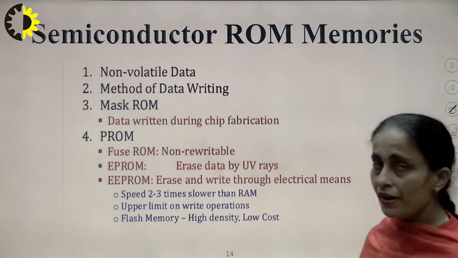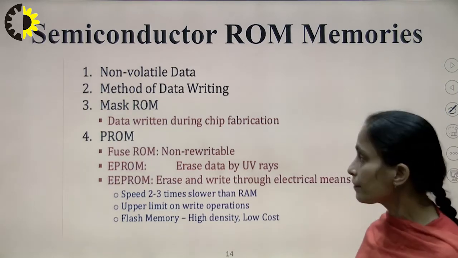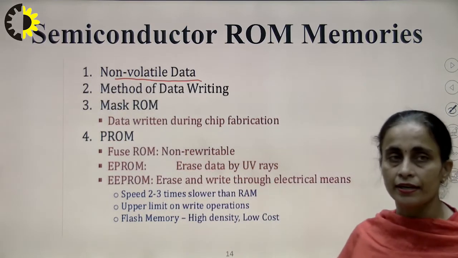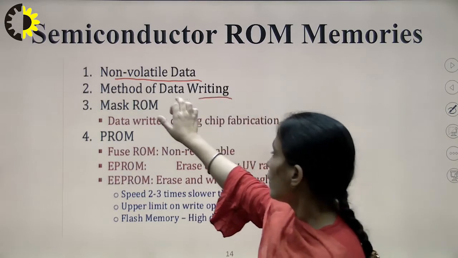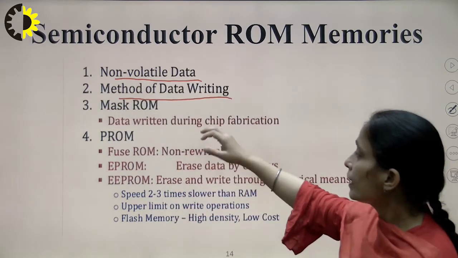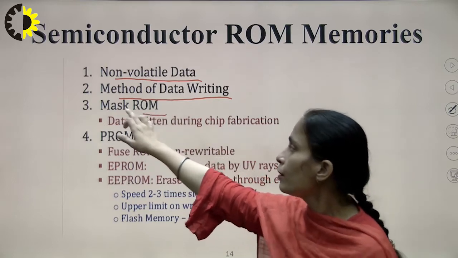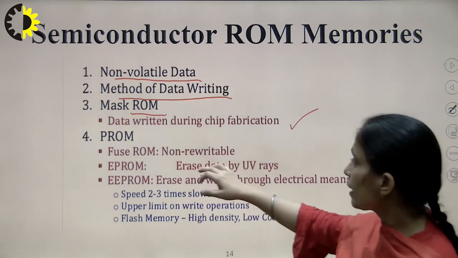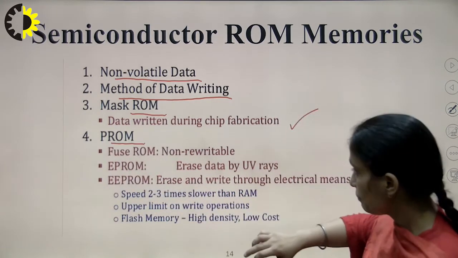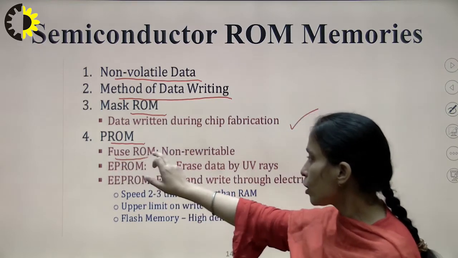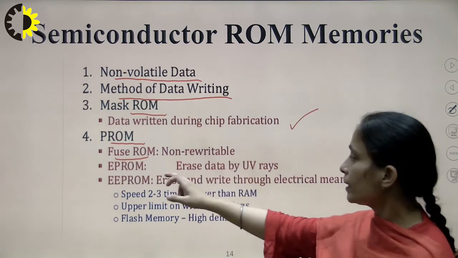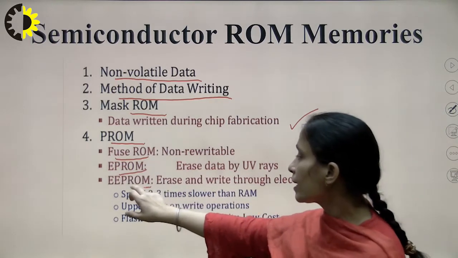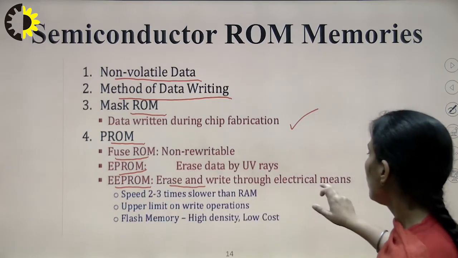Then if I say semiconductor ROM, that means this ROM has non-volatile behavior, so it will be storing non-volatile data. This is categorized by the method of data writing. Either it is mask ROM, where the data is written during chip fabrication and cannot be changed, or it can be PROM. PROM can be fuse ROM, that is non-rewritable, or EPROM, where data is erased by UV rays, or EEPROM, where data is erased and written through electrical means.